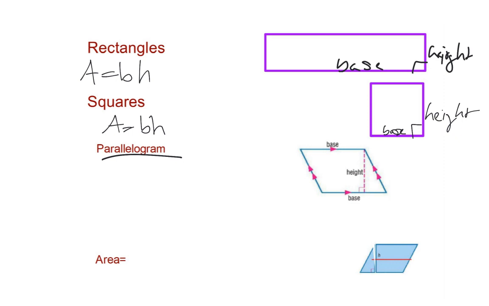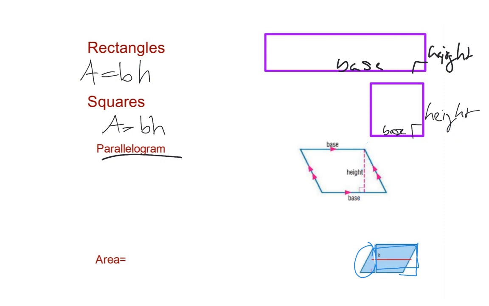And for a parallelogram, we need to be careful that we're actually picking the correct height. The height has to be a right angle, because when you take this parallelogram and you take this side right here and you cut it off, you can move it over to the other side, it just makes a rectangle. So the height has to be perpendicular.